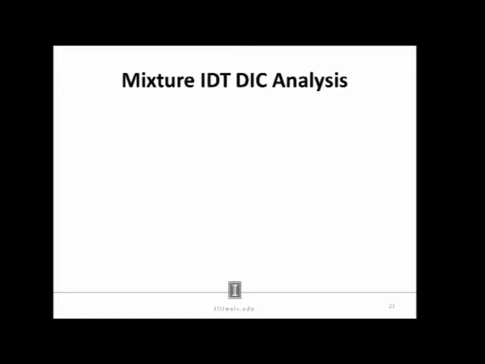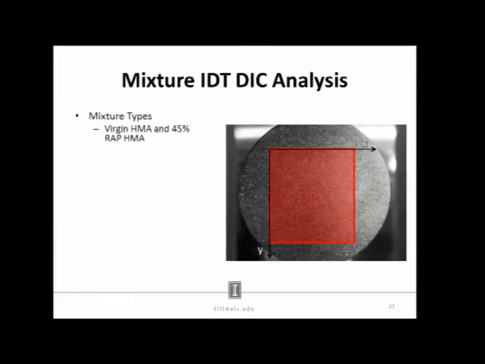In terms of the more important or more interesting results, as far as I would think, in terms of the mixture IDT analysis, I analyzed mixtures that I developed in my master's thesis. One was a virgin HMA mixture, one was a 45% wrap HMA mixture. Both used PG6422. Their VMAs were approximately 15.3% in the mix design, and I kept the percent effective binder the same so that I could make a fairly good comparison between the two mixtures.